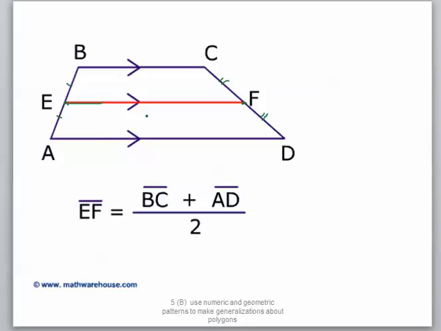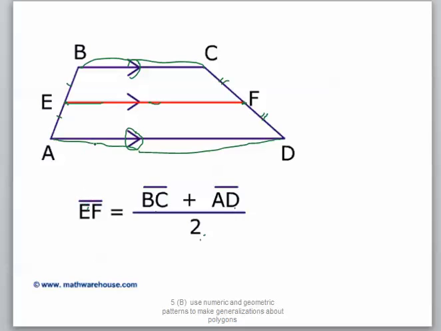Now there's a formula for the length of this mid-segment. If I take the bases, the ones that are parallel to each other, BC here, see how it's marked as being parallel to the AD down here, these two bases, if I take them and add their lengths together and divide by 2, I will get the length of the mid-segment. So it's 1/2 of BC plus AD. That's what this says right here: BC plus AD divided by 2 is equal to EF.